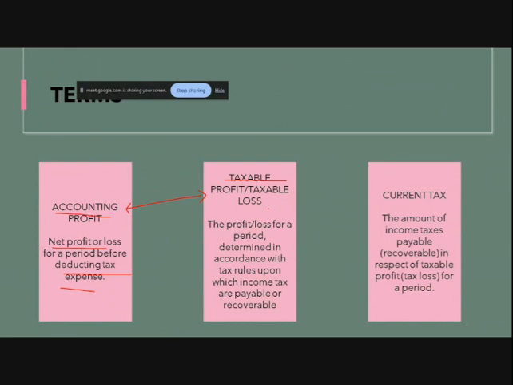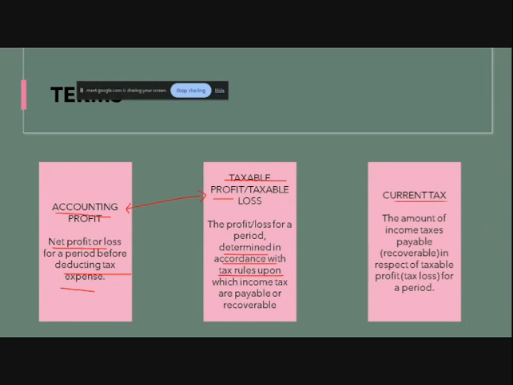So our profit will become lesser because of that. But in taxable profit, we'll add back the depreciation that cannot be deducted. So comparatively our taxable profit will be higher, but in some cases it can be lower, it depends. So there's a difference between taxable profit and accounting profit, because taxable profit is determined in accordance with the tax rules, while for accounting profit we follow the standards and all those things.